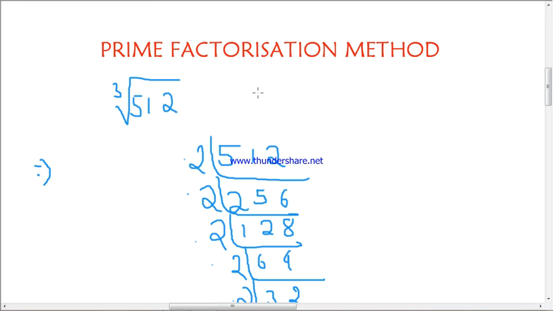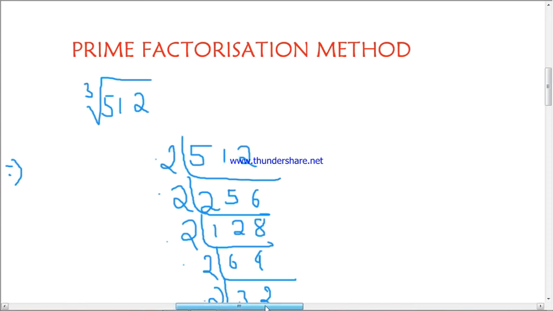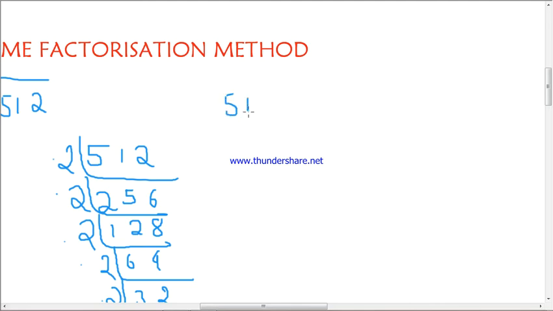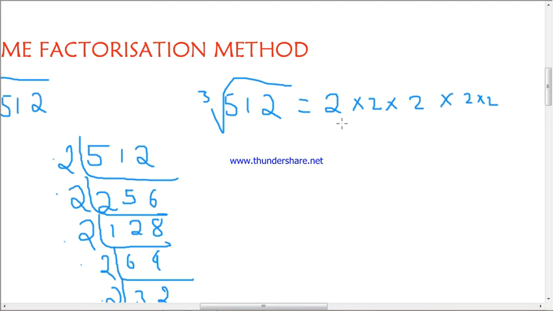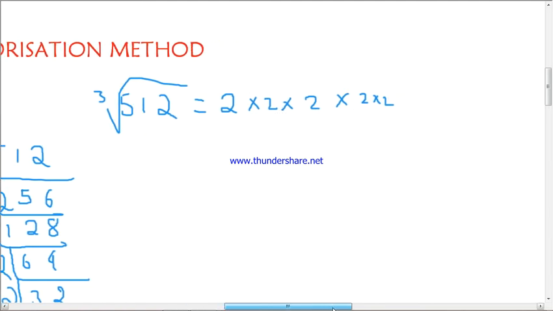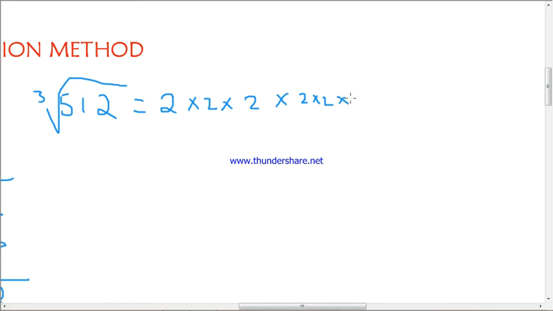1, 2, 3, 4, 5, 6, 7, 8, 9. That means by the prime factorization method, we've got the factors for 512. The cube root of 512 we can write like this: 9 times I have to multiply 2. 2 into 2 into 2 into 2 into 2, 1, 2, 3, 4, 5. Let's continue. Into 2 into 2 into 2. Let's count 1, 2, 3, 4, 5, 6, 7, 8, and the last one. So these are the factors of 512.